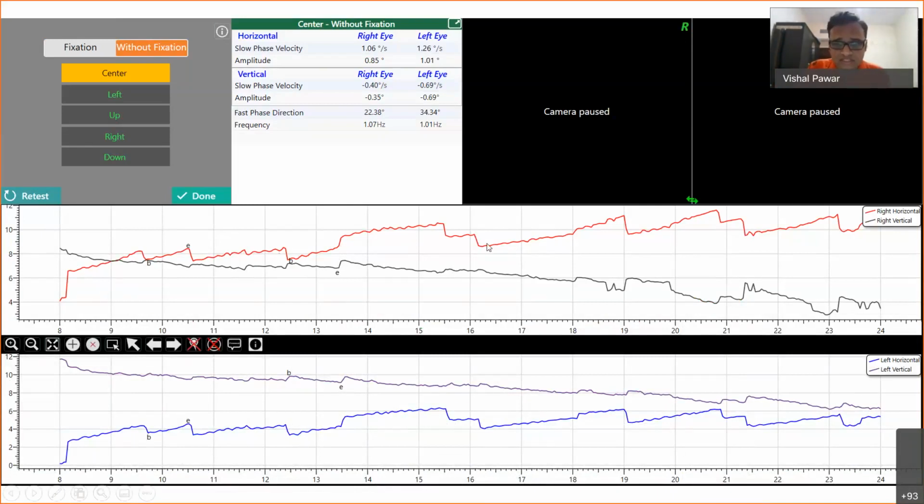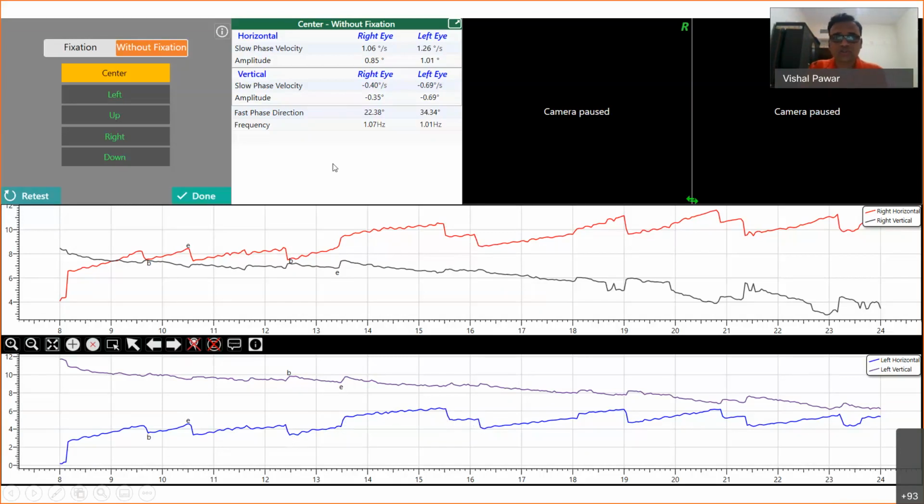If you can see, there is a slow phase of nystagmus. This is a slow phase of nystagmus, and this is a fast phase of nystagmus. Then there is a slow phase, again there is a fast phase. But if you see this slow phase, there is one saccadic intrusion, and then the slow phase again continues, and then the nystagmus continues. You can see it clearly here, there is a slow phase of nystagmus. In between there is a saccadic intrusion, like a square wave jerk, and it comes back to the same position, and the slow phase of nystagmus continues.